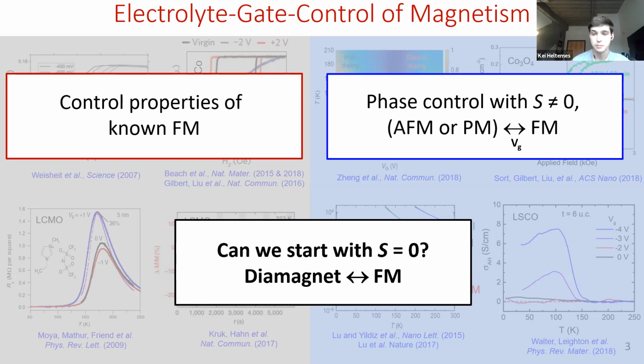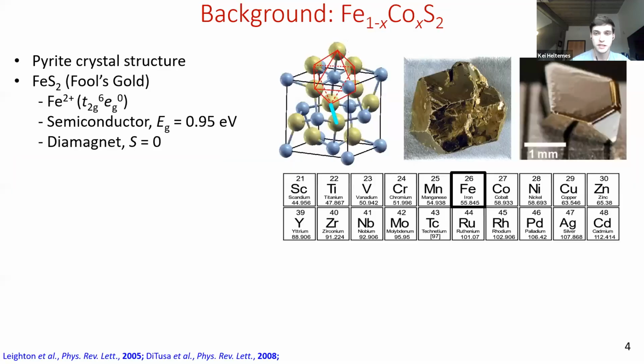And we think that might be possible to do. We have a lot of past research, our group, on a material known as iron disulfide, or fool's gold, also known as pyrite. And this takes on the pyrite crystal structure shown here. In pyrite, iron takes on a 2+ oxidation state, which has an electronic configuration of a fully filled t2g band with an empty eg band. This leads to semiconducting diamagnetic properties.